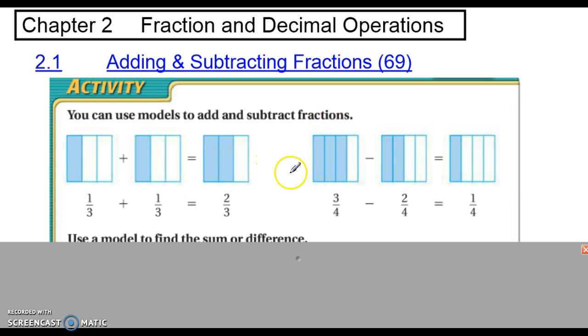Now they do the same thing with subtraction. You see they have a common denominator of 4, so each of our wholes is broken into 4 pieces. The numerator tells us that we have 3 out of 4 pieces minus 2 out of 4 pieces, and if I were to take away 2 of these pieces, I'd be left with my 1/4.